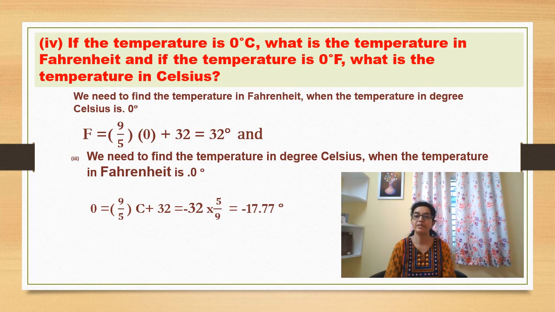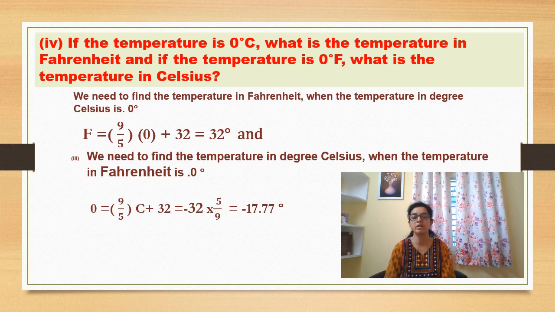If the temperature is 0 degrees C, what is the temperature in Fahrenheit? And if the temperature is 0 degrees F, then what is the temperature in Celsius? So vice versa, we are going to do. First, we will replace C with 0, and the second time, we will replace F with 0.